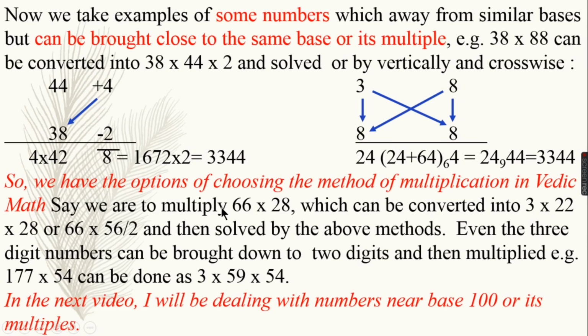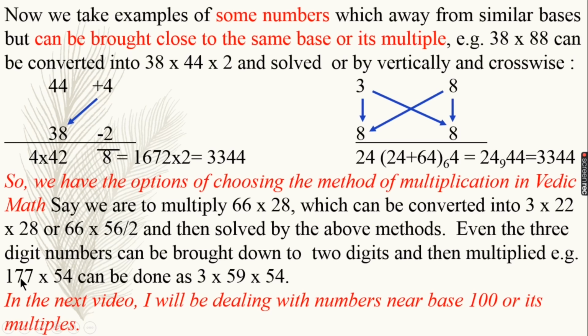Then there are certain other numbers which can also be brought to the same base in more than one way. Say for example 66 and 28. So there are two ways to do it. So 66 can be split into 3 into 22 and 28, or 28 can be brought to 56, close to 66, and then it is to be divided by 2.